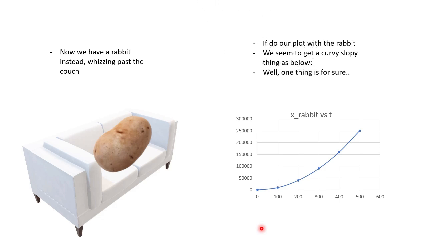Now, there is one thing that is sure, right? The rabbit is not moving the same number of meters every second. This is for sure, because had it moved the same number of meters every second, we would have gotten a ramp, just like how we got with the tortoise, right?